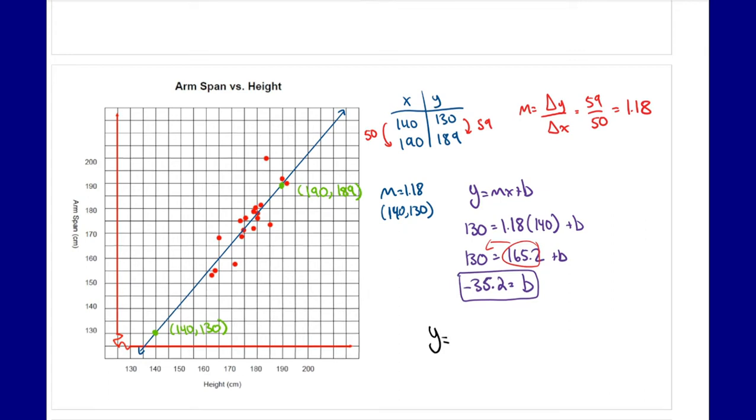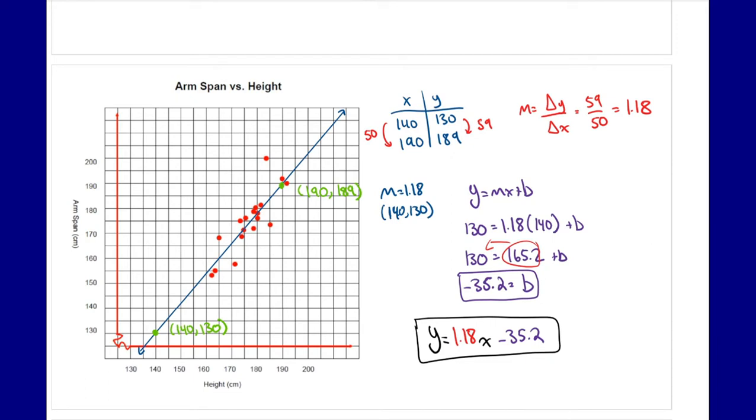Y equals, we'll use the color codes, y equals 1.18x and then minus 35.2. So this is our equation of the straight line that we came up with. So that's the equation of our line of best fit.